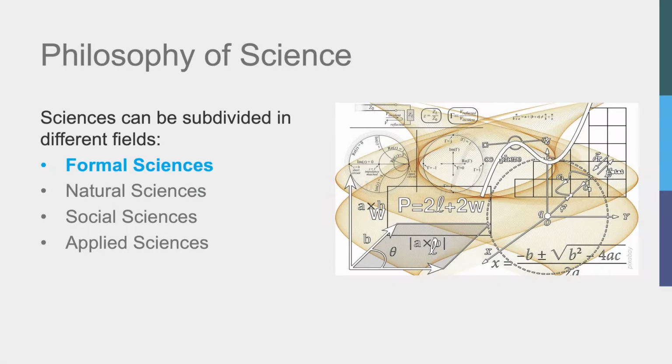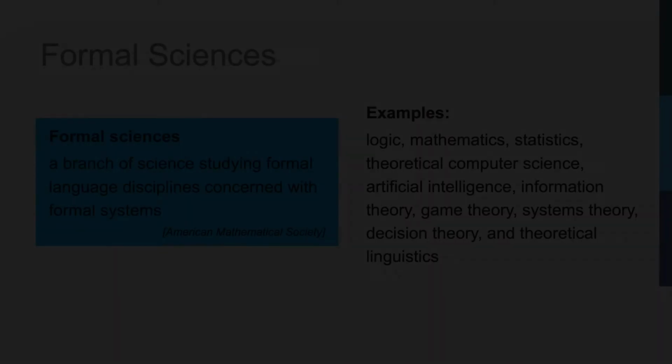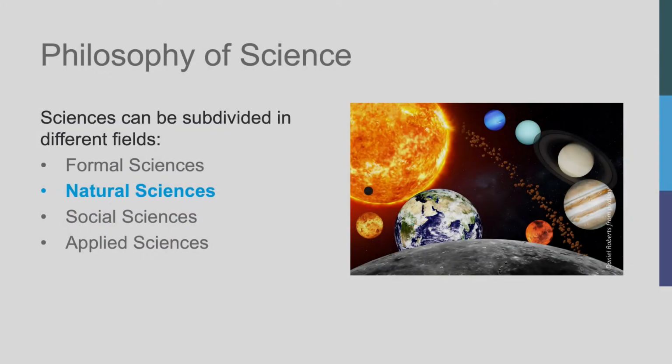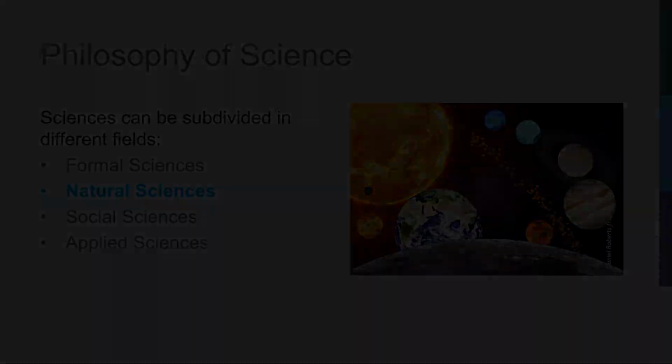Typically, science is divided into 4 fields. The oldest field is that of the formal sciences, which encompasses math and logic. The formal sciences are defined as a branch of science studying formal language disciplines concerned with formal systems. Next to mathematics and logic, other disciplines such as artificial intelligence, game theory and theoretical linguistics also belong to the formal sciences.